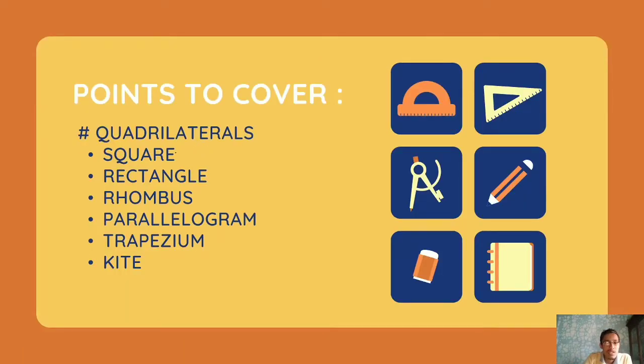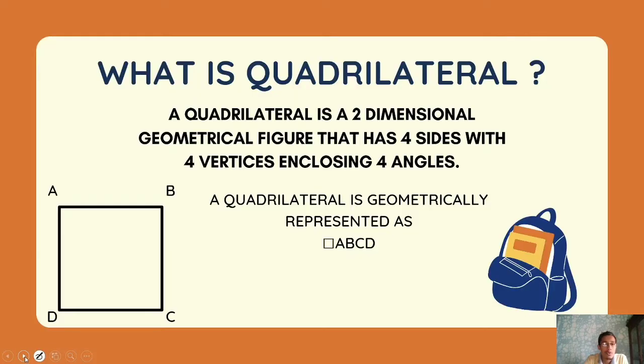There are six basic types of quadrilaterals that we know. First is square, then rectangle, rhombus, parallelogram, trapezium, and kite. In this lecture, we are going to discuss all these types of quadrilaterals one by one, in detail. But before going to the types, let us see what is meant by quadrilateral.